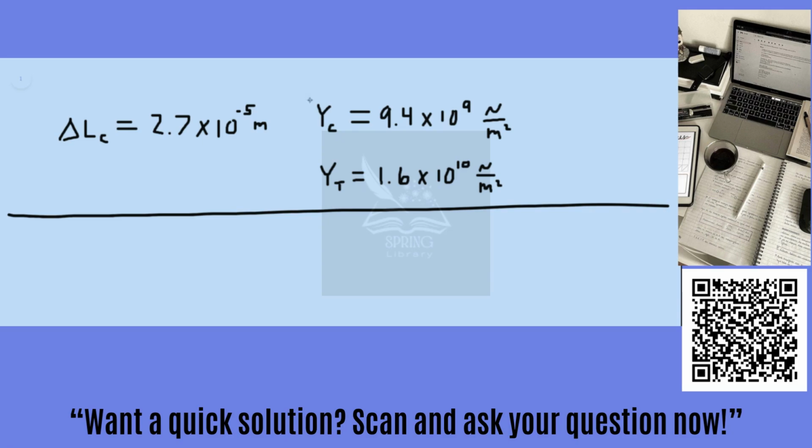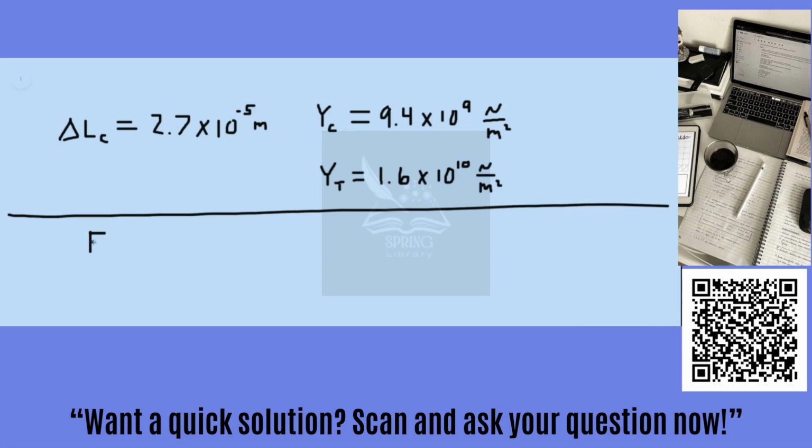And Y sub c is the value of Young's modulus for compression, and that is equal to 9.4 times 10 to the 9 newtons per meter squared. And Y sub t is Young's modulus for the tension of a bone, and it's 1.6 times 10 to the 10 newtons per meter squared. So we're going to also need those constants to solve for this.